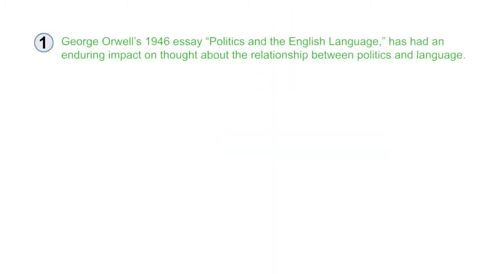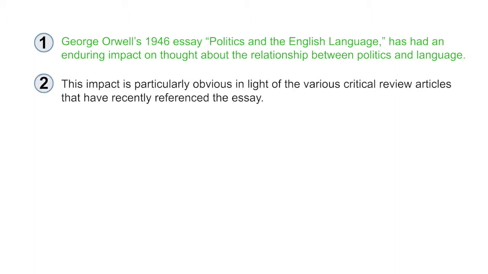The first sentence in green contends that George Orwell's 1946 essay has had an enduring impact on thinking about the relationship between politics and language. The second sentence in black makes a bridge between this claim and the next sentence of evidence provided in a particular article. Although the second sentence could have started with the words, for example, this transition sentence better sets up the reader for the evidence.